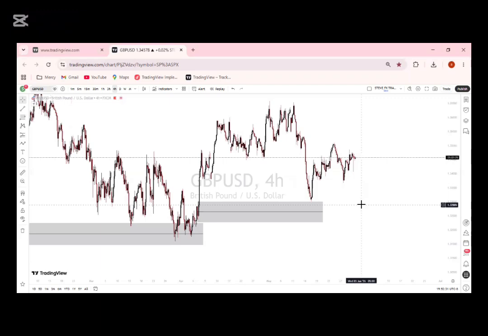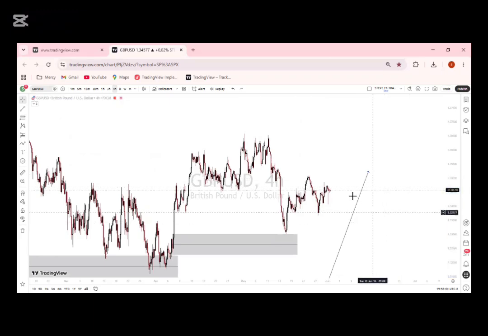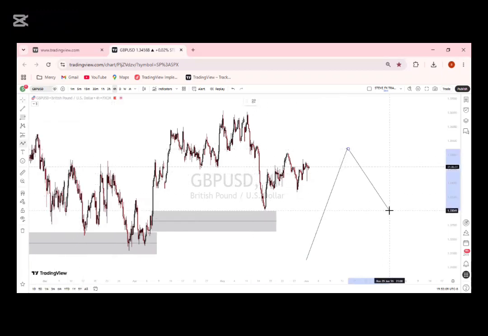When we talk about an RTO, the full meaning is a return to origin. Some people also call it a return to order block, but however you call it, it doesn't matter. The concept is what is necessary. Mostly when price creates a strong impulsive move, the market returns to specific areas before the next move.